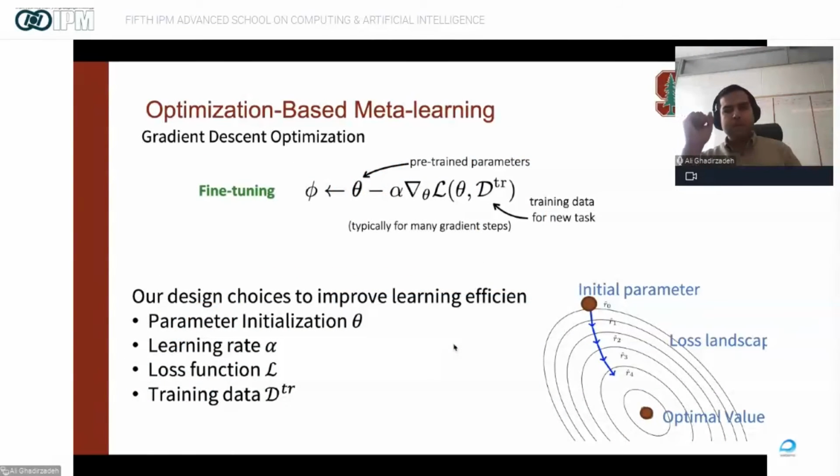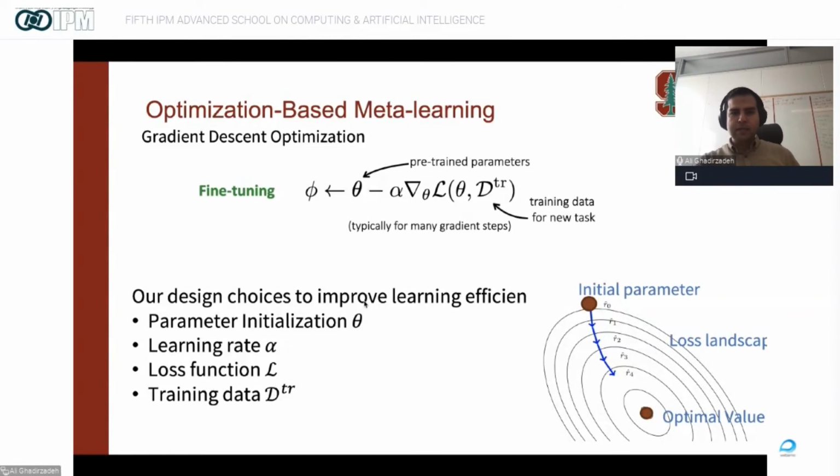I'm going to only talk about optimization-based meta learning algorithm. One of the famous algorithms here is called model-agnostic meta learning, or in short, MAML. I don't want to go into details of this algorithm, but basically the idea naturally comes from the way that you typically, for example, fine-tune parameters using gradient descent.